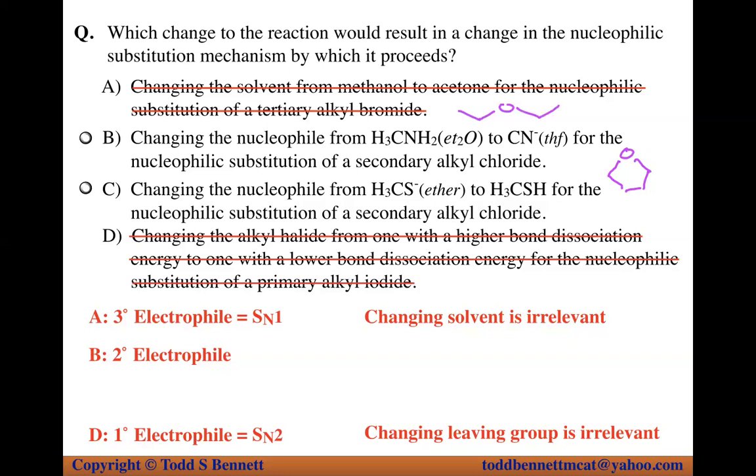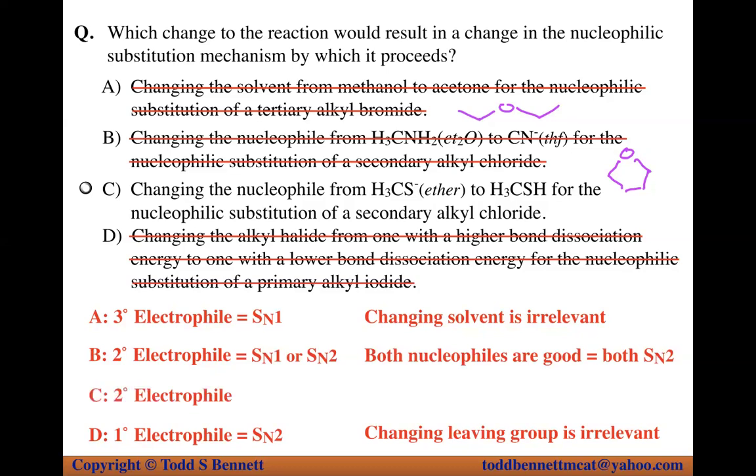So changing from one ether to another ether and having a good nucleophile in both cases. So it's going to be SN2. Both nucleophiles are good. So SN2, both solvents are polar aprotic. So SN2 no matter what, not going to change anything.